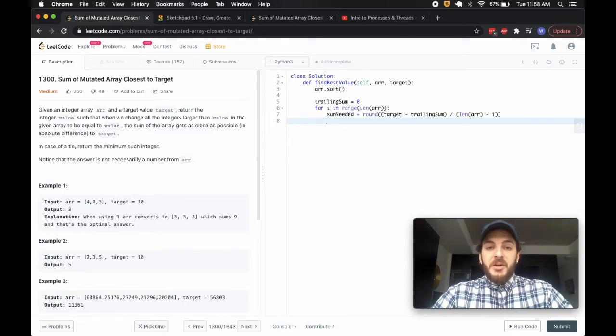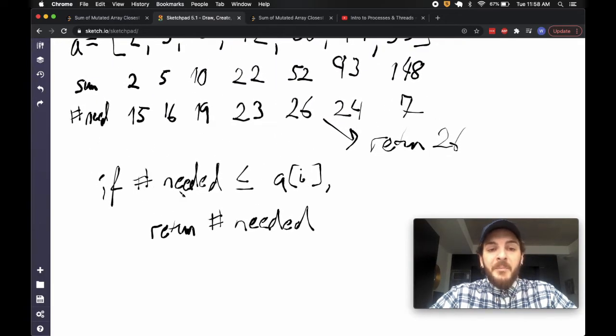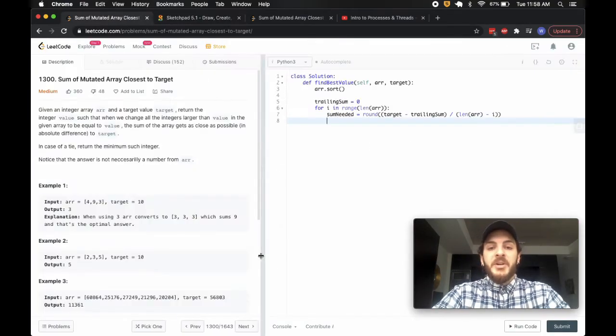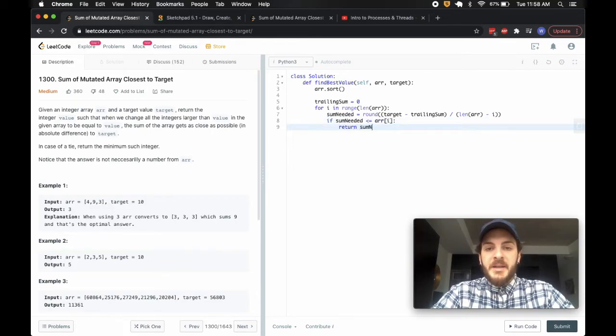Once we check our sum needed, we deduced logically that if the number we need is smaller than or equal to the number we're looking at, we're going to return the number needed. So if sum needed is less than or equal to array at i, keep saying less than or equal to, we're going to return sum needed.